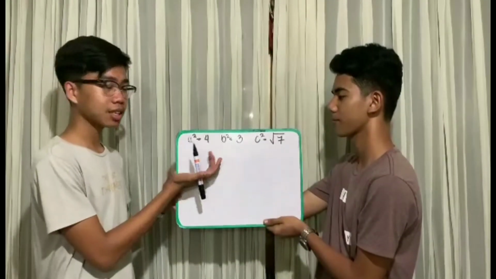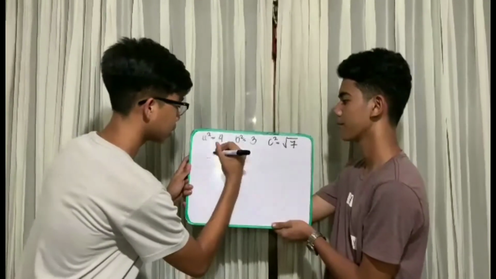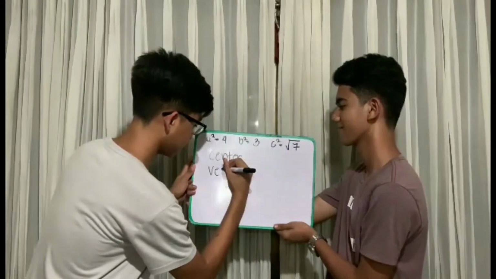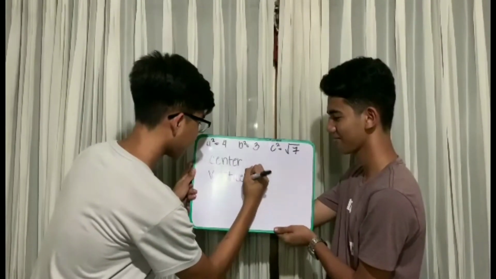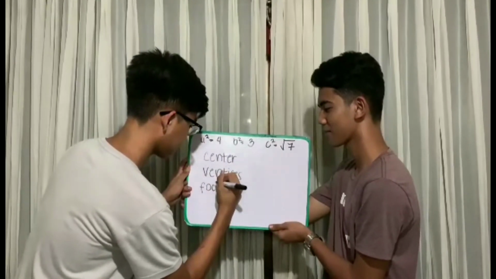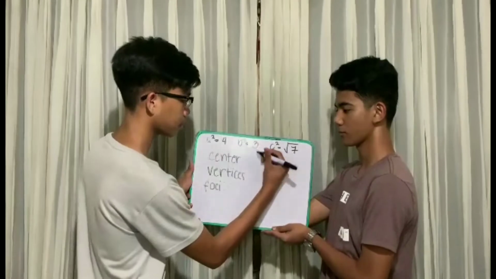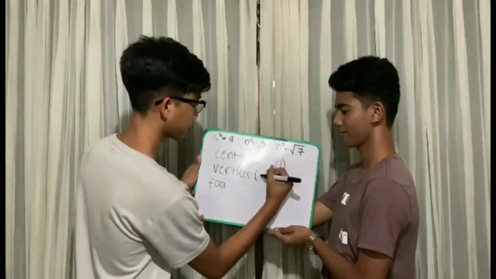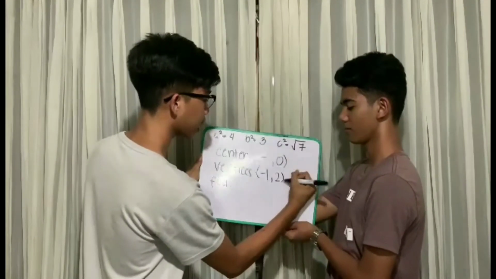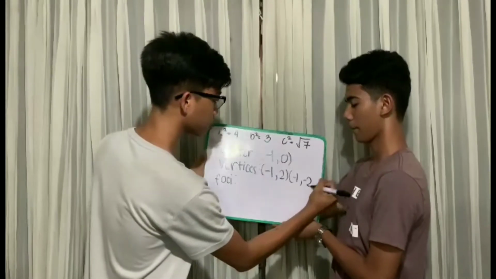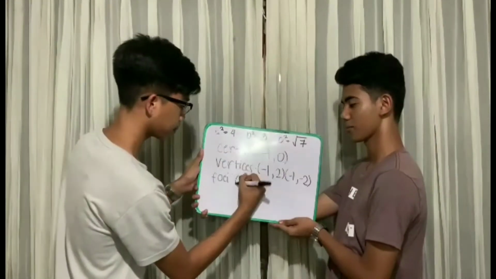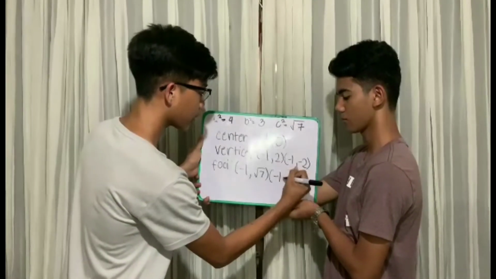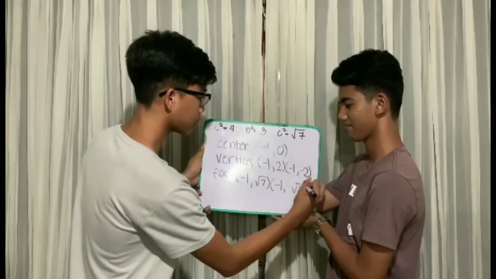After finding the value of this, you will now get the value of the center, the vertices, and the foci. So the center is negative 1, 0, and the vertices are negative 1, 2, and negative 1, negative 2. And the foci are negative 1, square root of 7, and negative 1, negative square root of 7.